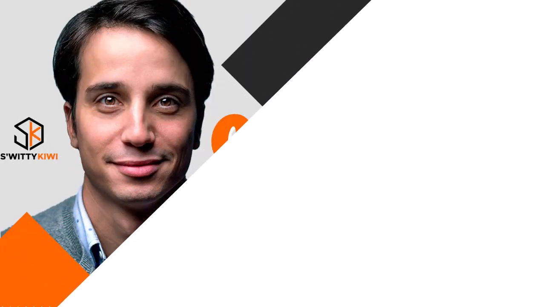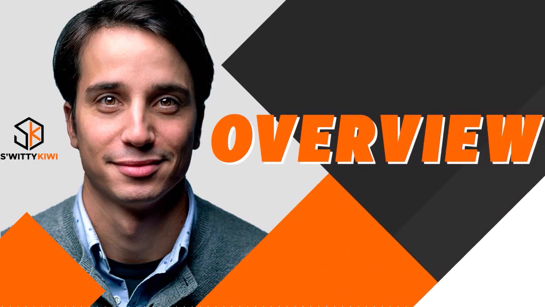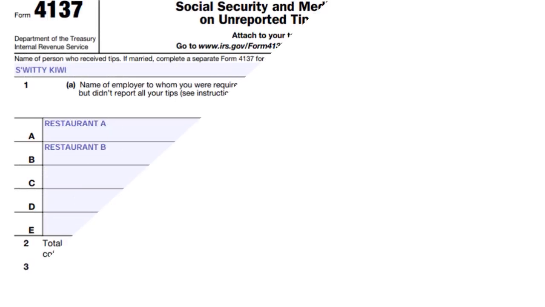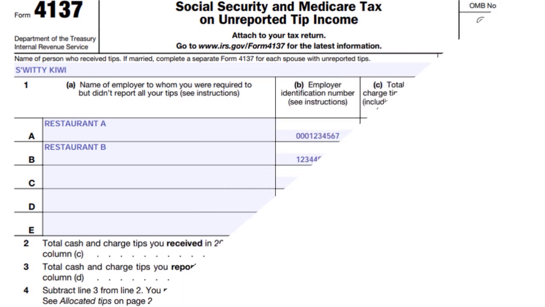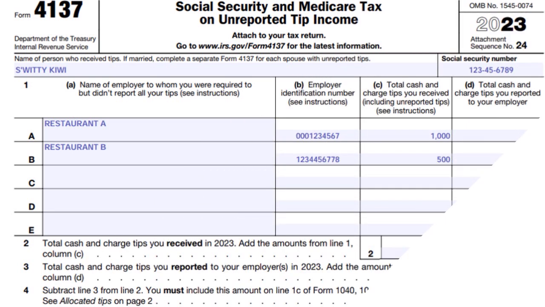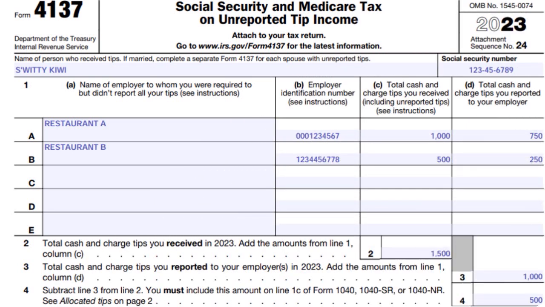So when we talk about Form 4137, here is an overview I want you to pay attention to. First of all, this form is all about unreported tip income, right? And we are speaking about paying Social Security and Medicare taxes on that income. So I want you to look on the screen right now.